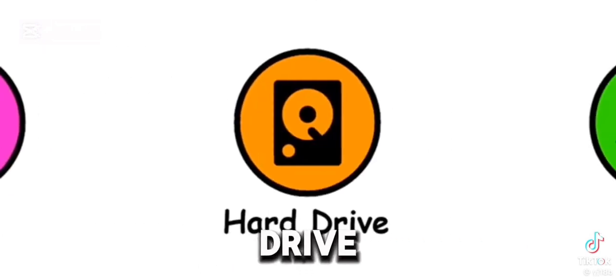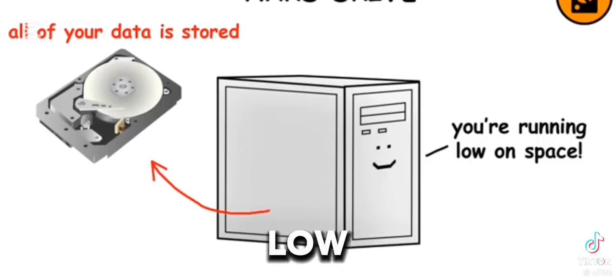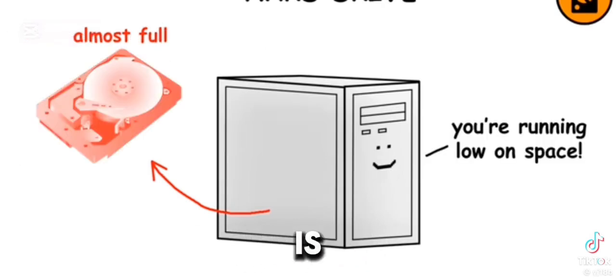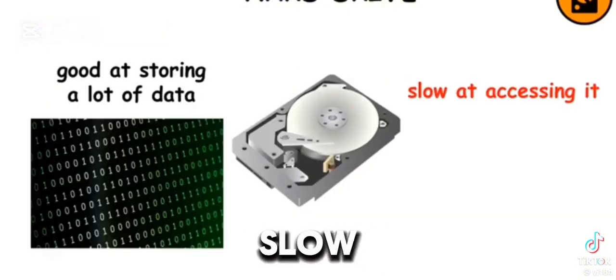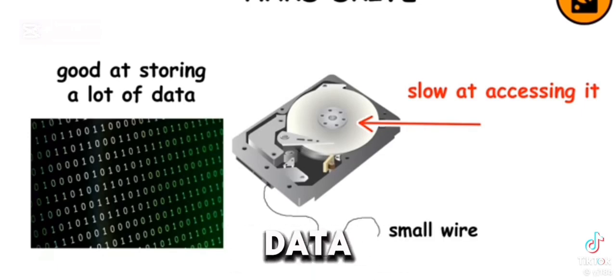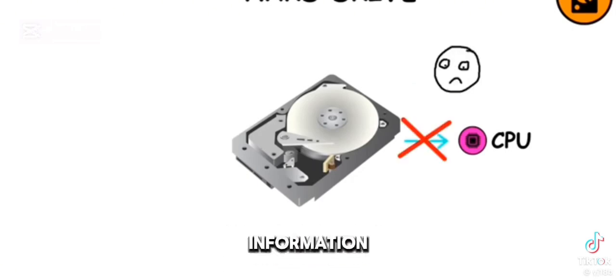Hard drive. It's where all your data is stored. When the computer says you're running low on space, it means your hard drive is almost full. Hard drives are good for storing lots of data, but they're slow at accessing it since most of them are made of spinning disks. They share their data through a small wire. For this reason it isn't always going to be able to give the needed information.